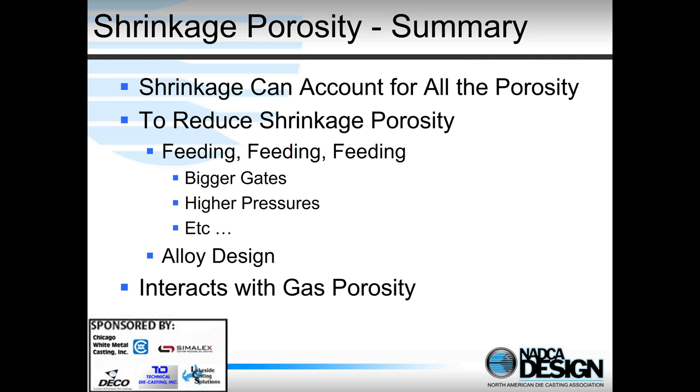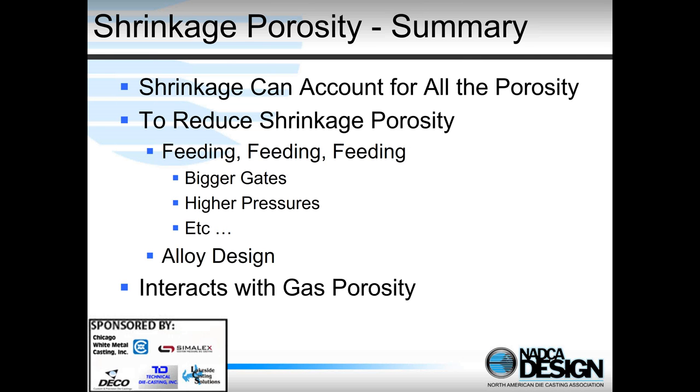Higher pressure applied by the plunger. Again, that's going to push more liquid into the die. We can change the alloy. As we've shown, by changing the alloy, we can dramatically change how the alloy solidifies and how the porosity forms, both in terms of its shape and its distribution.